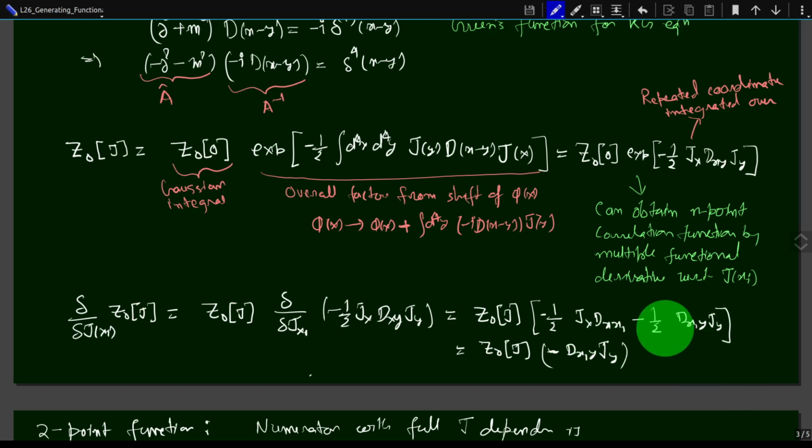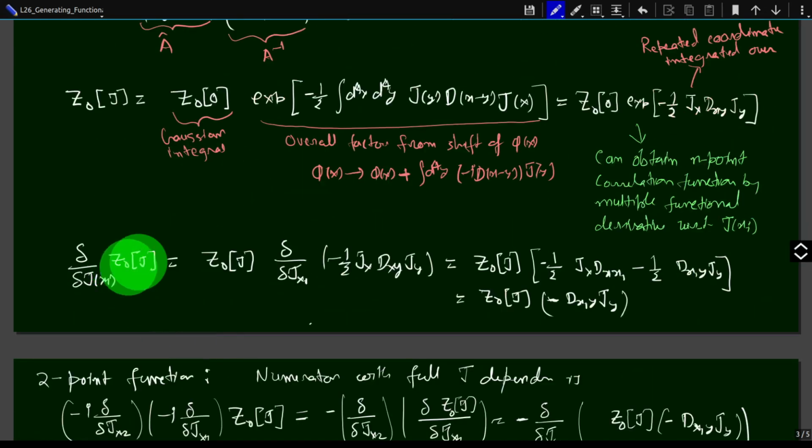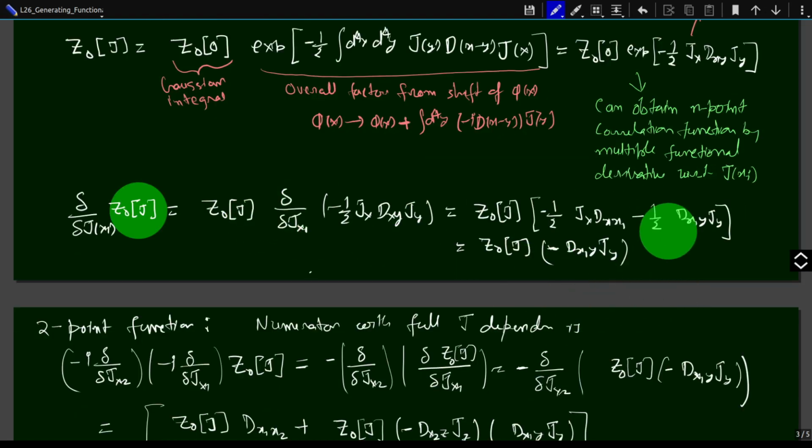So I just sum them up and write that the derivative of my partition function, or generating function if you like, Z0[J], with regard to J(x1), is just Z0[J] times minus the integral of D(x1, y) J(y). So x1 is sitting here as a free index, and the free index appears over here. The repeated index, as you can see, is integrated out, the repeated coordinate. Okay, so this is my rule.